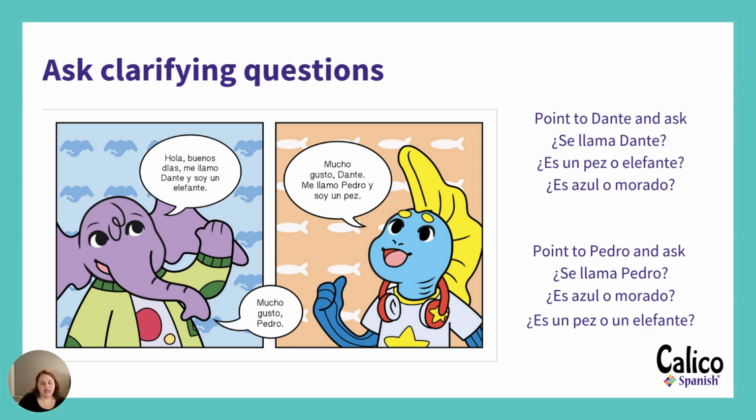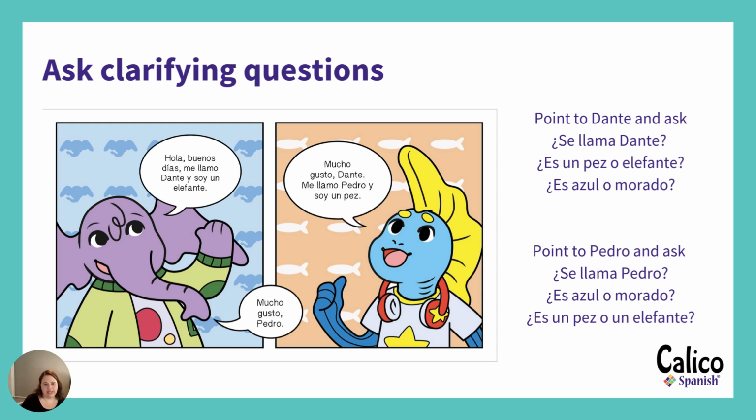So when we're looking at clarifying questions, some of these might be just on who is in the story and what they are like. Okay, so you could point to Dante and ask, ¿Se llama Dante? ¿Sí o no? ¿Es un pez o un elefante? ¿Es azul o morado? You can point to Pedro and ask, ¿Se llama Pedro? ¿Es azul o morado? ¿Es un pez o un elefante?